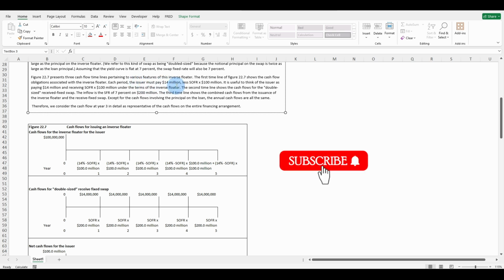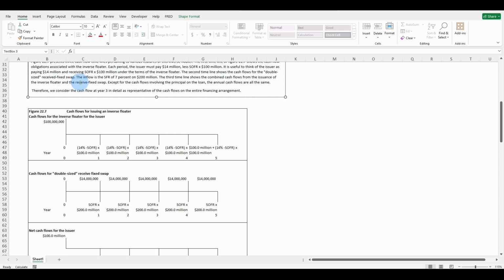The second timeline shows the cash flows for the double-sized received fixed swap. The inflow is the SOFR of 7% of 200 million. The third timeline shows the combined cash flows from the issuance of the inverse floater and the received fixed swap. Except for the cash flow involving the principal on the loan, the annual cash flows are all the same.